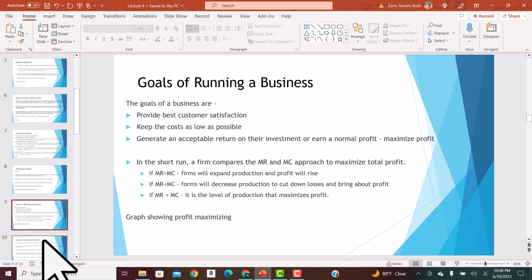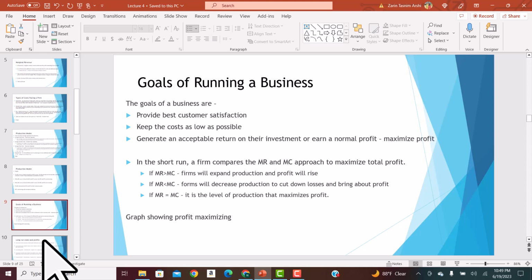So in the short run, a business will always compare marginal revenue to marginal cost in order to maximize profit. In the scenario where the extra benefit that the seller gets from selling a product is greater than the extra cost of producing that unit, the business will continue to expand production and profit will increase. So if MR is greater than MC, firms will expand production and profit will rise. If marginal revenue is less than marginal cost, so now the extra revenue they're generating from each output is less than the extra cost they're incurring, they are incurring losses in this case, so they will cut down their production so they can lower their losses.